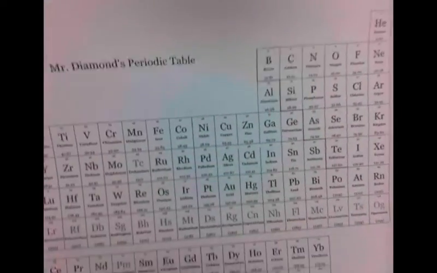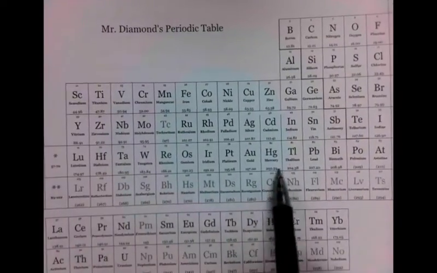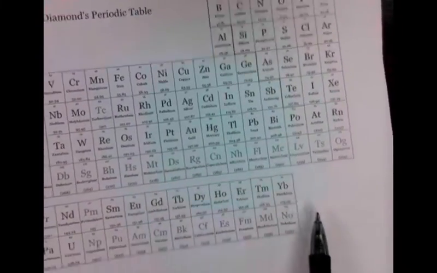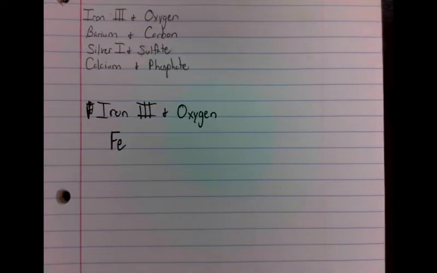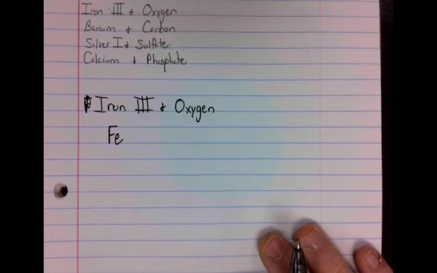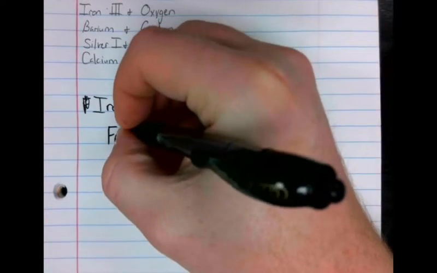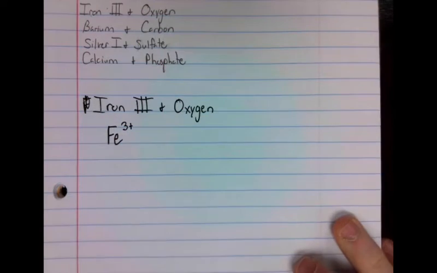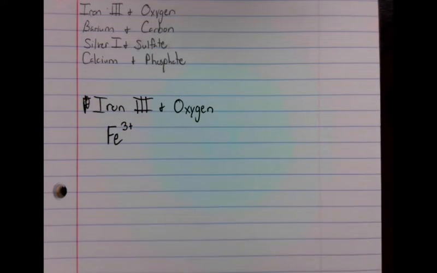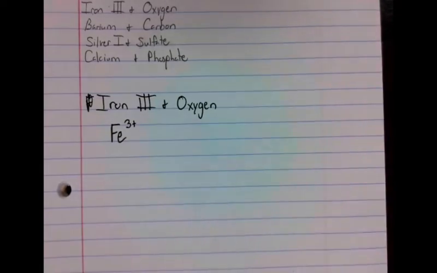Remember, Roman numerals only get used for this chunk of the table, and they are always used when something is positive. You can only use Roman numerals on things that are positive and only for that limited area of the table. So iron 3 would be Fe with a 3 plus charge. Remember, it's kind of frustrating, but it's 3 plus and not plus 3. I'm not going to nitpick you, and I'm not going to count points off if you do it with a plus 3, though.